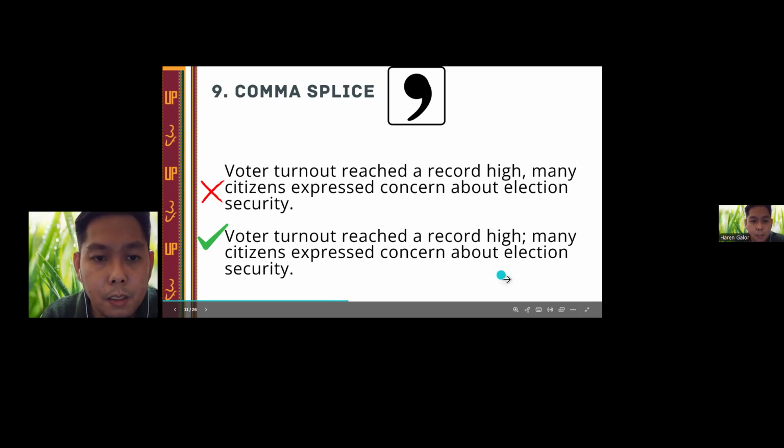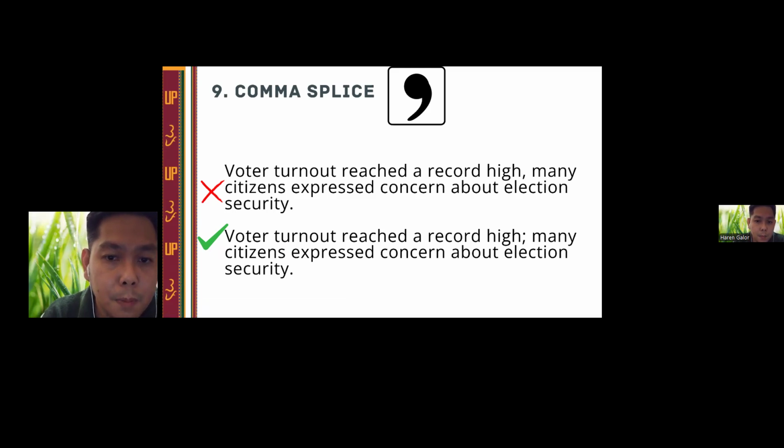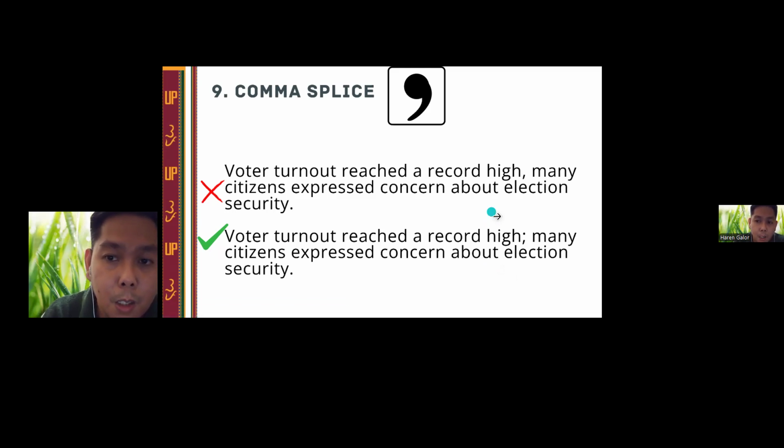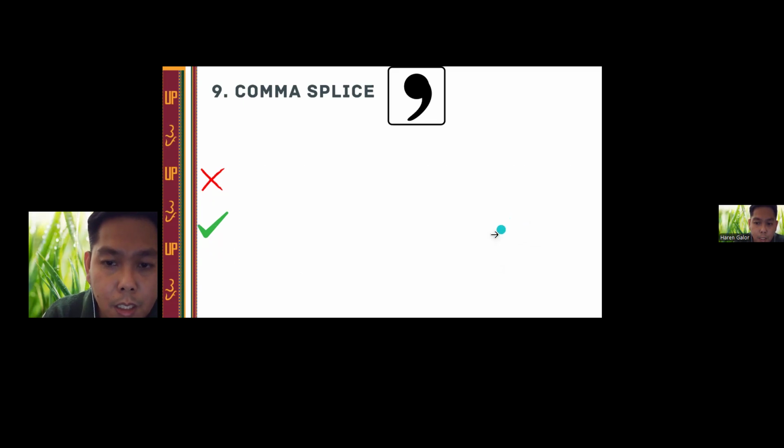In this example, we have two independent clauses connected by a comma. Voter turnout reached a record high, comma, many citizens expressed concern about election. These two independent clauses are connected by a comma, which is grammatically incorrect. So what is the proper way? Then you have to use the semicolon.